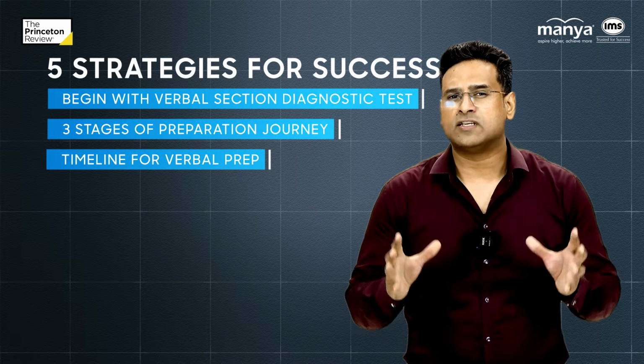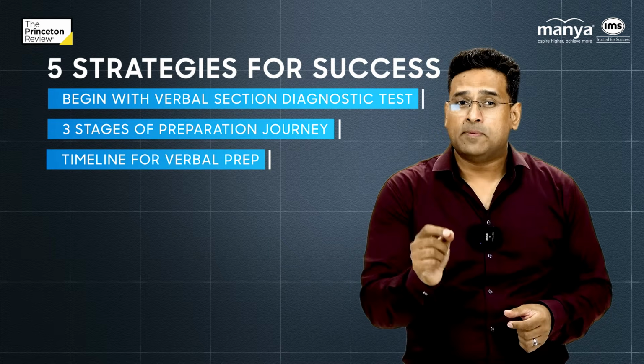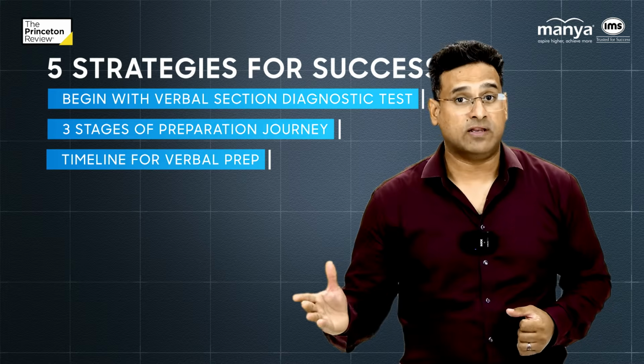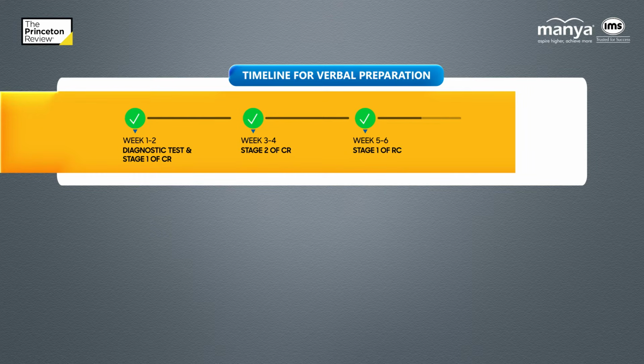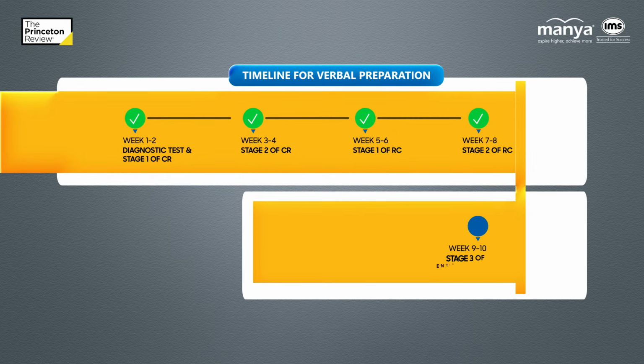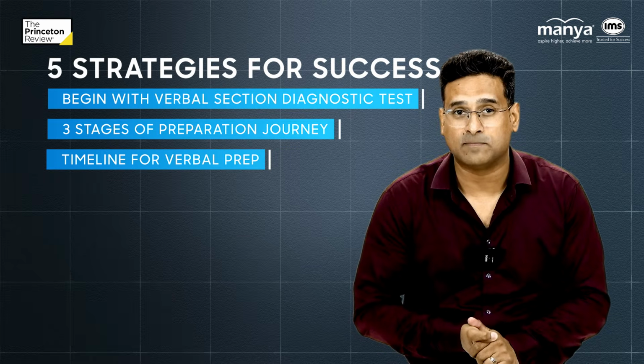Now, the third aspect, timelines. If you put in an average of say 20 hours of study per week, the typical timeline for verbal prep is 8 to 12 weeks. Here's the weekly breakdown. Weeks 1 and 2, diagnostic test and stage 1 of, let's say, CR. Weeks 3 and 4, stage 2 of CR. Weeks 5 and 6, stage 1 of RC. Weeks 7 and 8, stage 2 of RC. Weeks 9 and 10, stage 3 of entire verbal, the testing phase. And then the last 2 weeks, 11 and 12, for final review and focused improvement on weak areas. Now remember, this is just a template. Feel free to modify this to suit your unique prep journey.